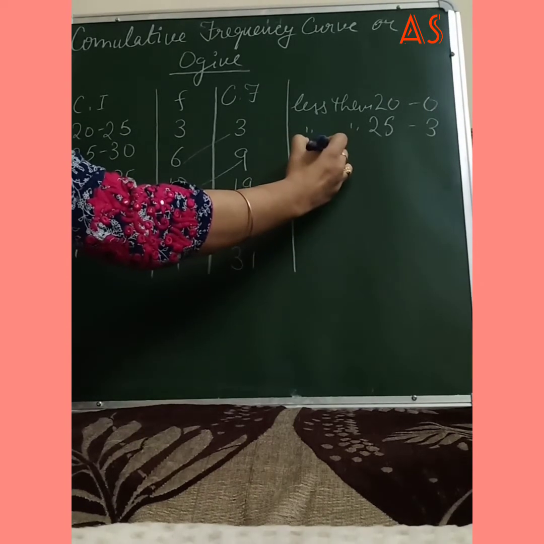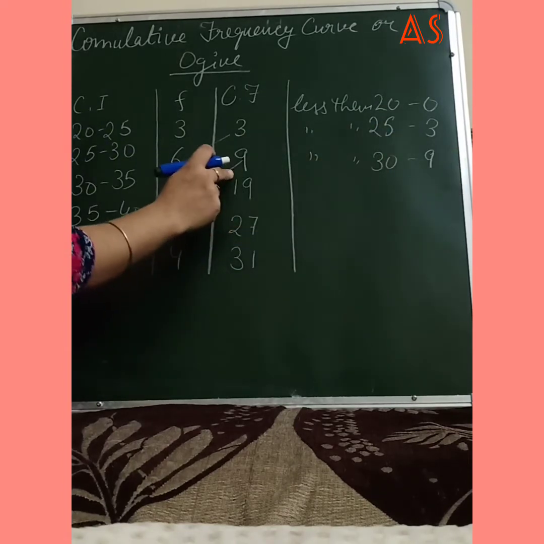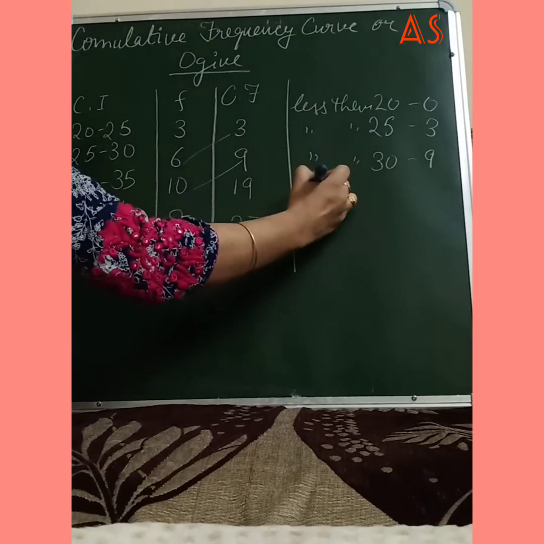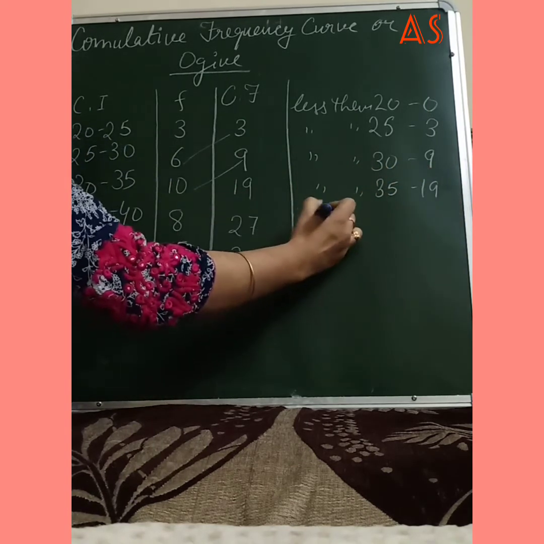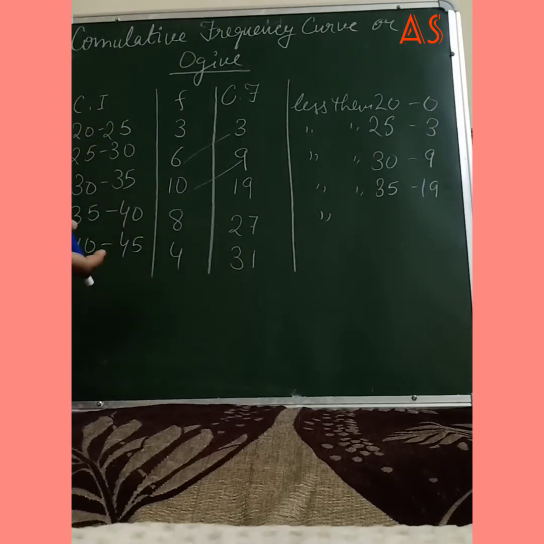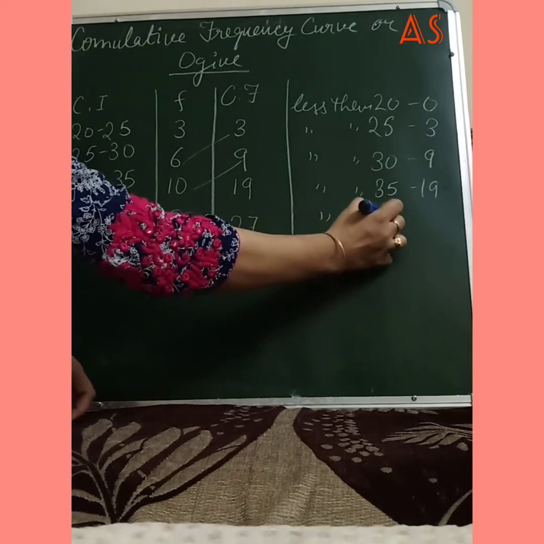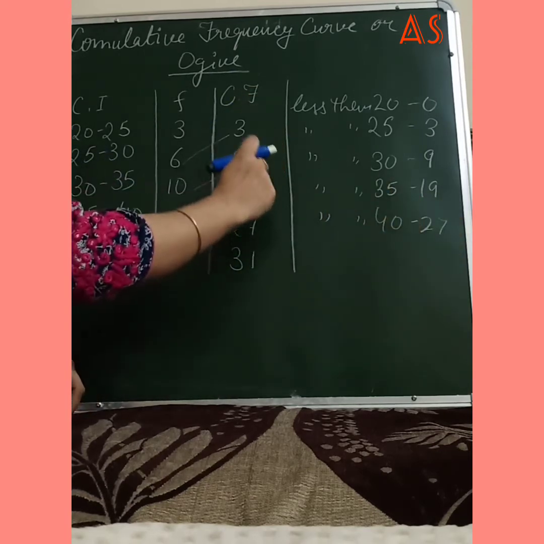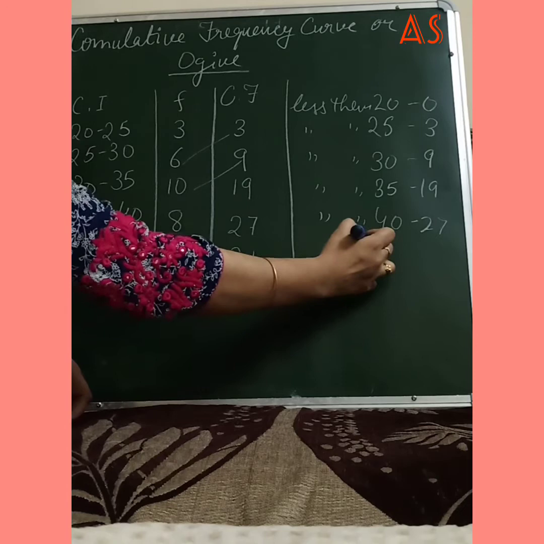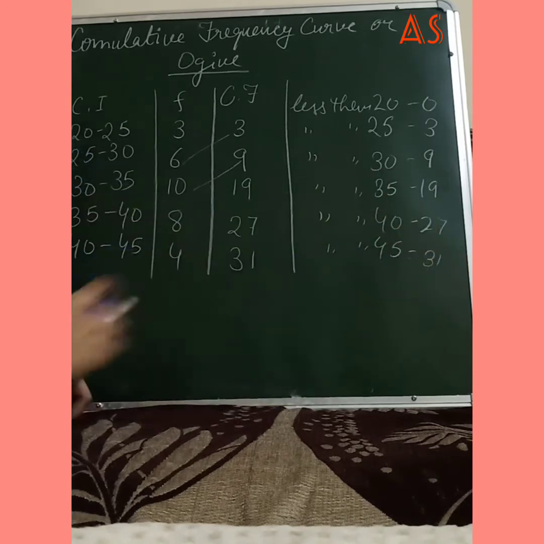Then less than 30, you can check, 9 numbers. Less than 35, 19 numbers. So if you are asked how many numbers are less than this or greater than this, firstly you have to find your cumulative frequency. After the cumulative frequency you can find your numbers. You will not write directly, because we are adding numbers here. Less than 45, you can check 31. So this way we find.